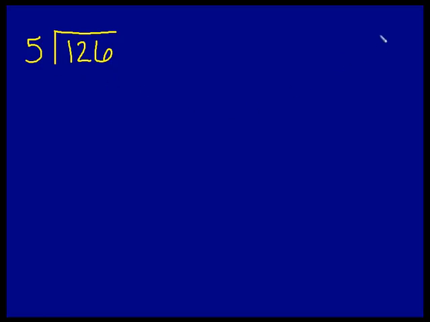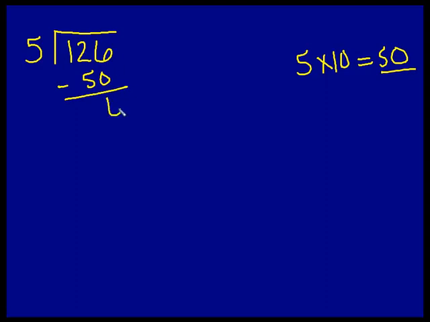What I'm going to do is work over in this area, and then I'm going to be building the problem this way. So I'm going to start with what I know is an easy multiplication problem. I know that 5 times 10 equals 50. So I'm going to use that. I'm going to take this 50 and subtract it from the 126. And I get 76. That happened 10 times, so I'm going to put 10 in parentheses right here.